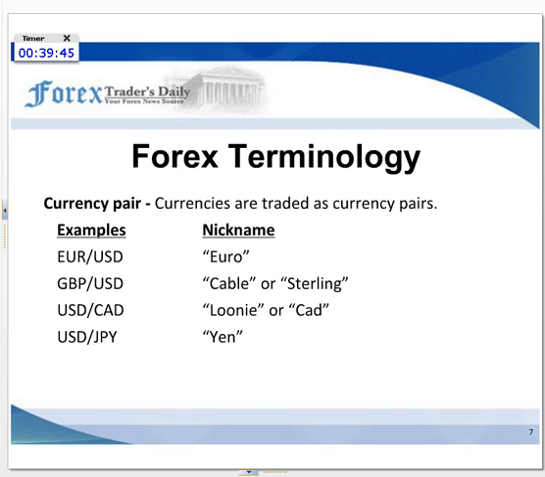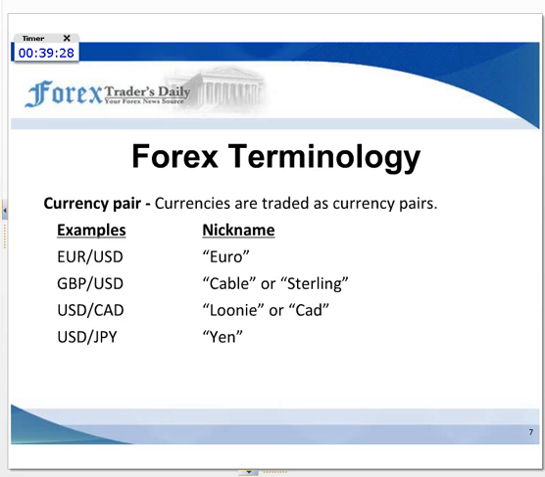Many of these have the U.S. dollar as part of the currency pair, and you might even hear them referred to by a nickname or slang for the other currency in the pair. Like you might call it the U.S. CAD, the loonie, or the cable for the GBP USD.